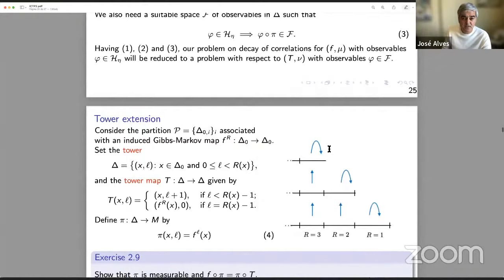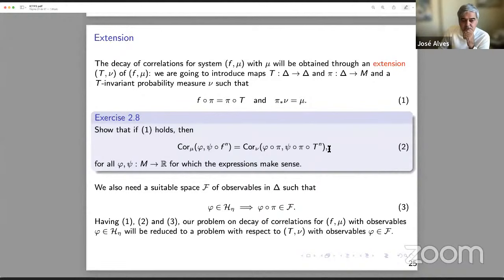As I said, the idea for proving the decay of correlations is using an extension of the original transformation. Extension means that there is a semi-conjugacy between the original dynamical system and a new one that we are introducing. In fact, we have already introduced it: the tower system. It semi-conjugates the two systems. Semi-conjugate means satisfying this conjugacy property, but not necessarily being bijective. It can actually be infinite to one, countable to one.